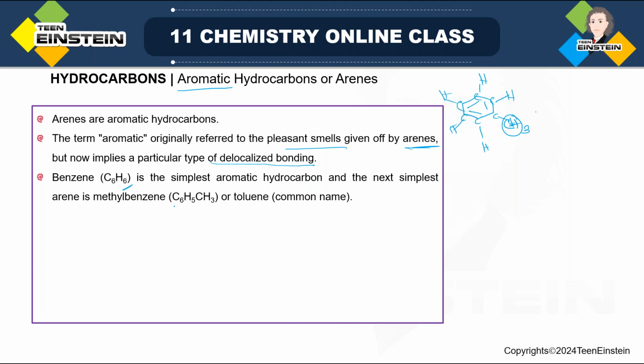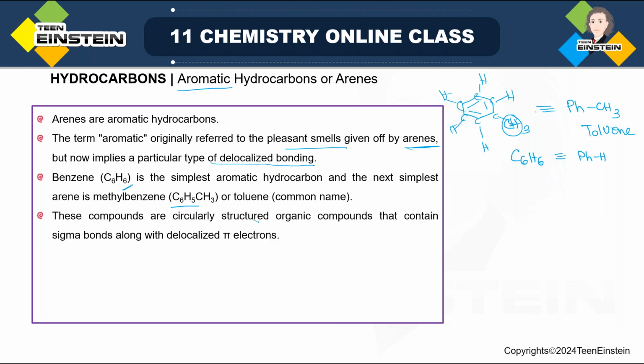Now remember this C6H5 unit is also written as Ph group. So you can write this molecule as PhCH3. This is also toluene. So C6H6, which is benzene, you can write it as PhH. Okay.